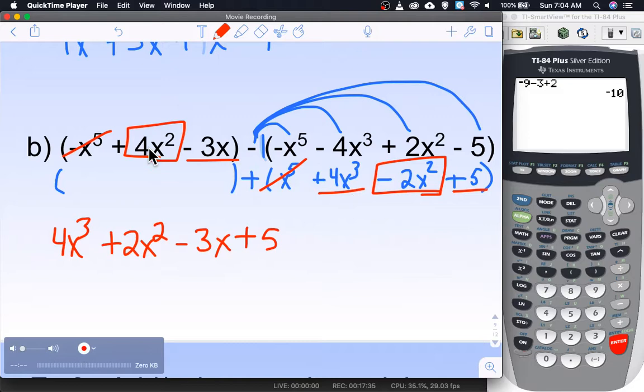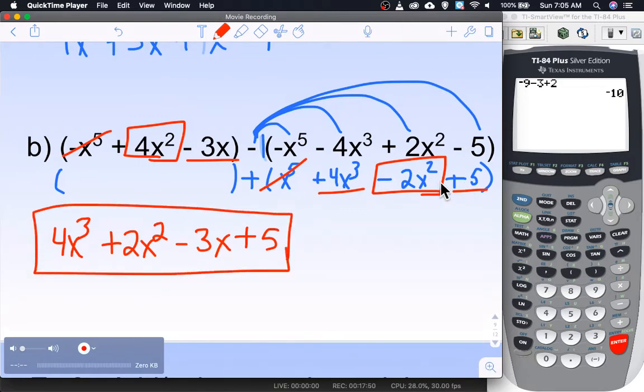That was the only piece that had, well, I guess we did combine the x to the fifths, but they canceled. And everything else was just, he was the only one of his type. There's only one x cubed, only one x squared, only one constant. So that would be our final answer. It's in descending powers of the variable. So x to the third, x squared, x to the first, x to the power of 0.